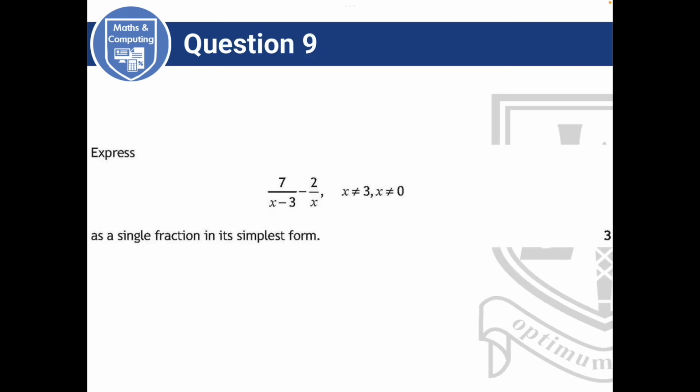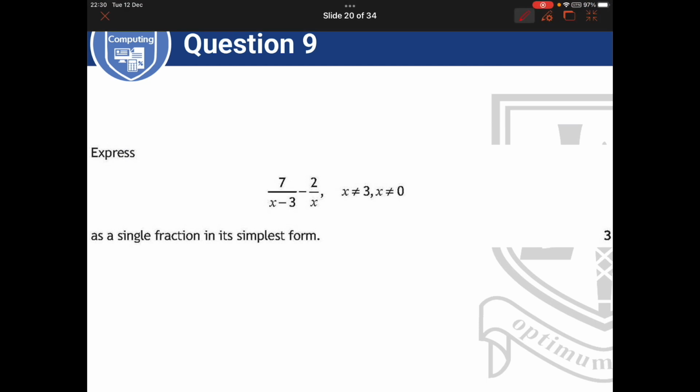Question number 9 is an algebraic fractions question. So it says express 7 over x minus 3, take away 2 over x as a fraction in its simplest form. This bit here you can kind of ignore really at this point. It's really just a bit of mathematical format saying that the fractions on the bottom can't be equal to 0 because we can't mathematically divide by 0, but you can basically ignore that.